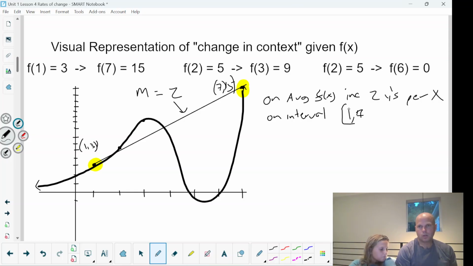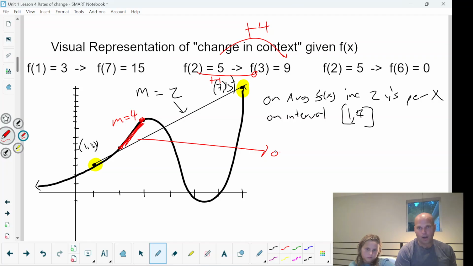Cool. All right. And we found this line between this point 2,5 and 3,9. We said that the y's increased by 4 as the x's increased by 1. We found the slope of this line was 4. Well, now we can say, on average, if you increase 4 y's per x, starting at what?